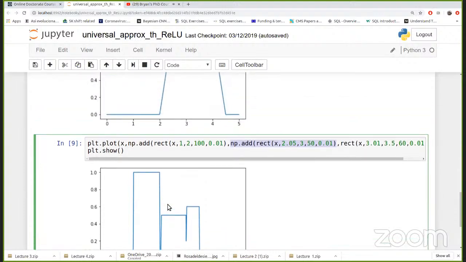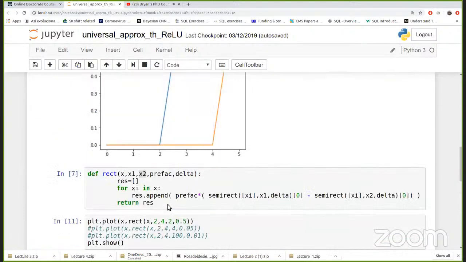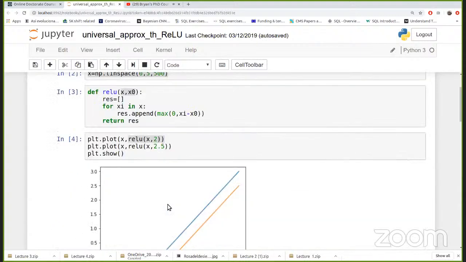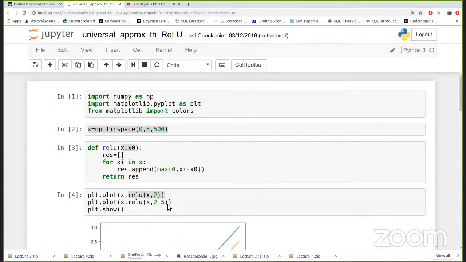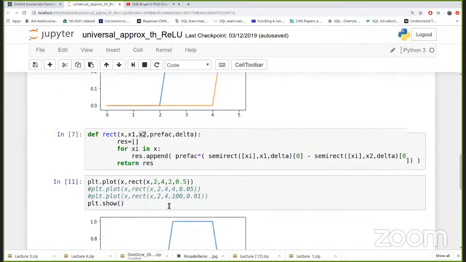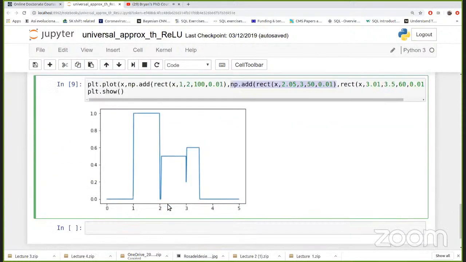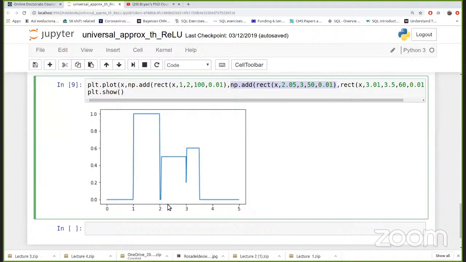Okay, so this is all I wanted to say about the universal approximation theorem. If you are curious, I invite you to go to the original paper, which is free online on the internet. Okay, so let's then go back to the notes.